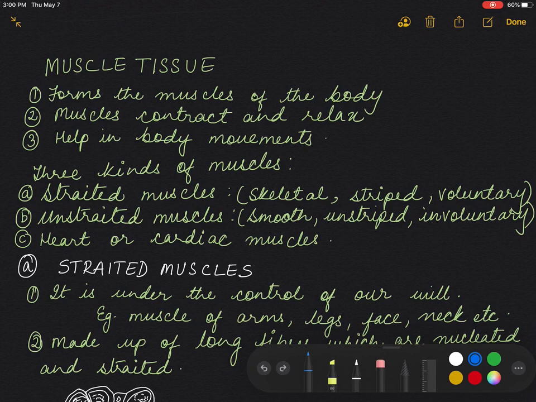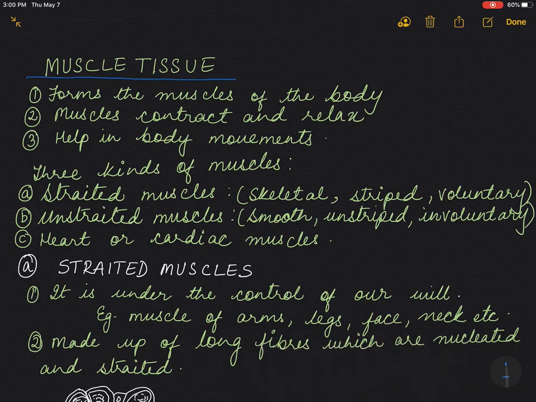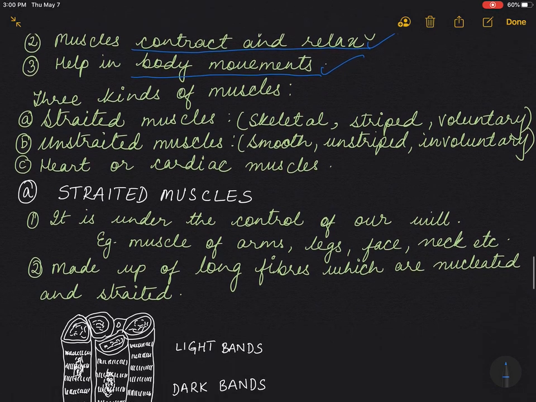Okay, so continuing with the animal tissues, today we will move on to the muscle tissue. Now when we talk about the muscle tissue, we are talking about the tissue which forms the muscles of the body. They contract and relax, which leads to body movements. So these are the three characteristics of your muscle tissue.